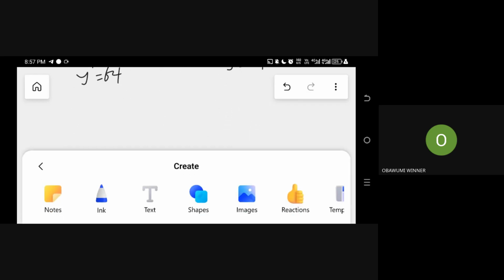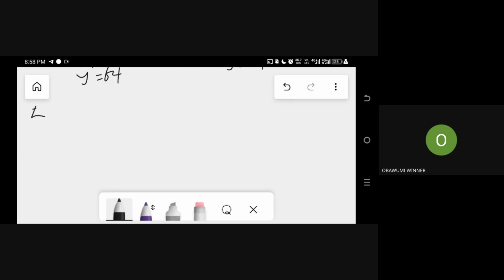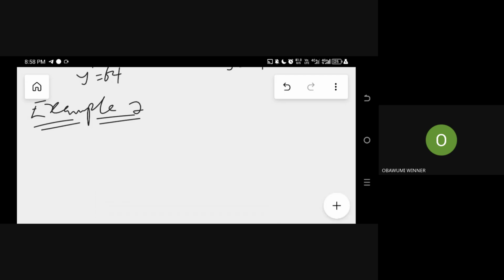Okay. So let's quickly look at example 2 before the time elapses. I think our exam is on Wednesday. This maths paper is on Wednesday next week. So it's almost here.